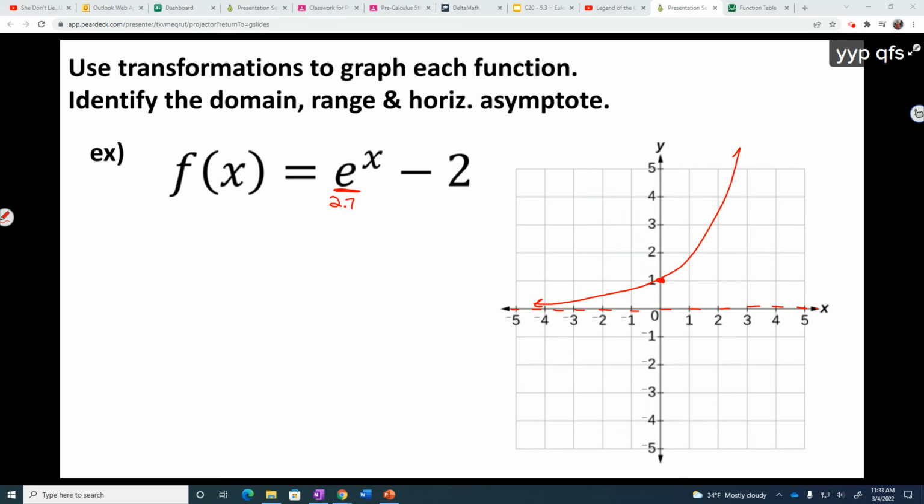And then we just have that one transformation, which is to go down 2. So we just move our asymptote down 2. Move the point down 2 as well. And we draw it.